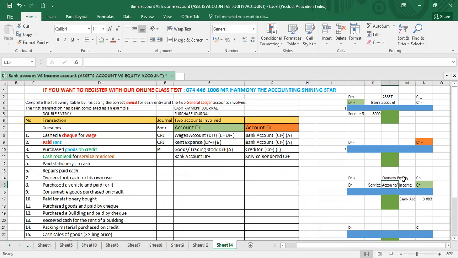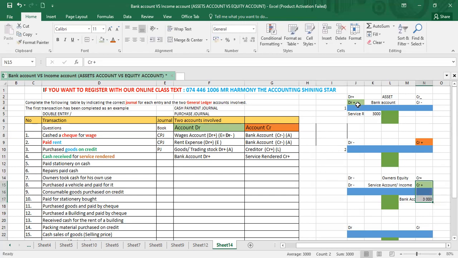You are owning this equity account. This equity account, by nature, always increases on the credit side. When you remove money from this account, money will be decreasing on the debit side. So how will you feel after you have fixed someone's cell phone and money is coming under the income account? How will you feel as the owner of the business? You will feel happy because money is increasing in your equity account.